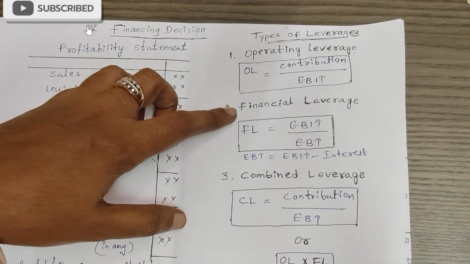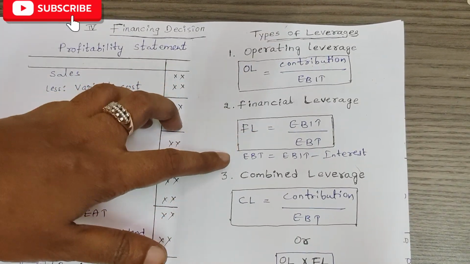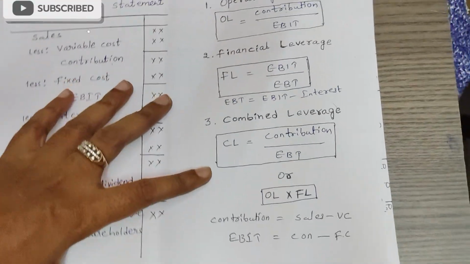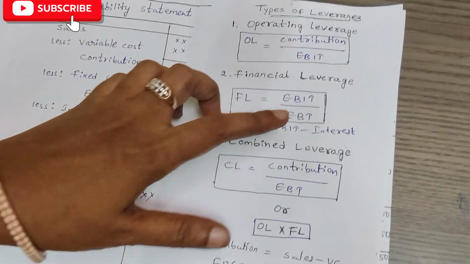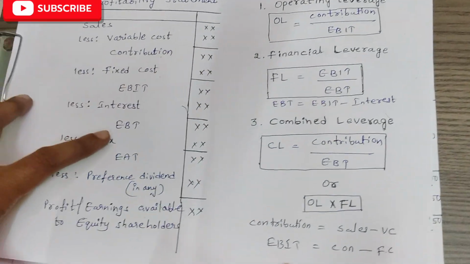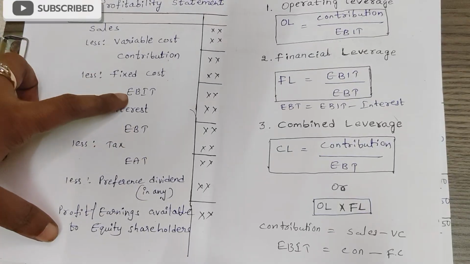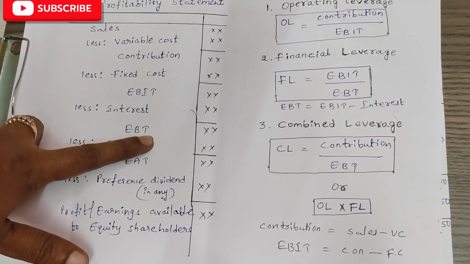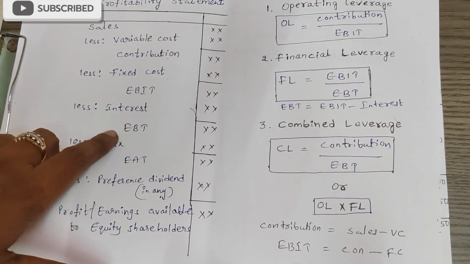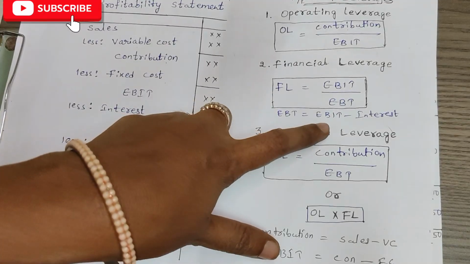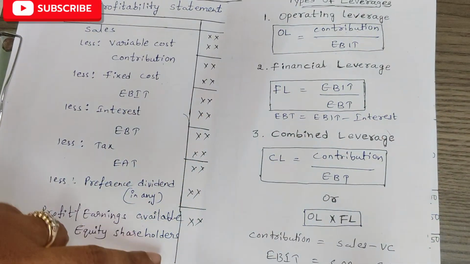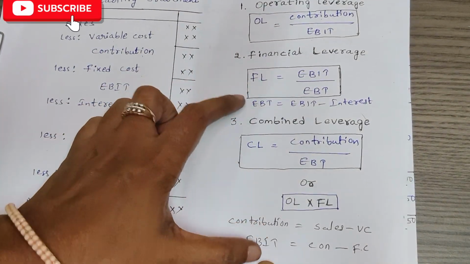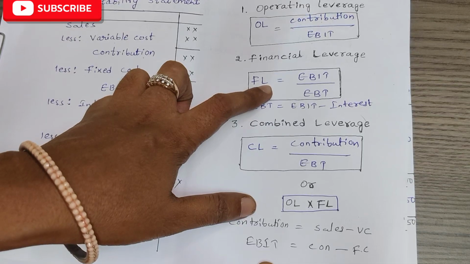Then financial leverage. How to calculate financial leverage? EBIT divided by EBT. What is EBIT? Earnings before interest and tax. You get this by contribution minus fixed cost. How do you get EBT? After getting earnings before interest and tax, if you deduct interest, you will get earnings before tax. So EBT is equal to EBIT minus interest. EBIT we already know, EBT also we know. Just apply these two values in the financial leverage ratio and you will get the answer.